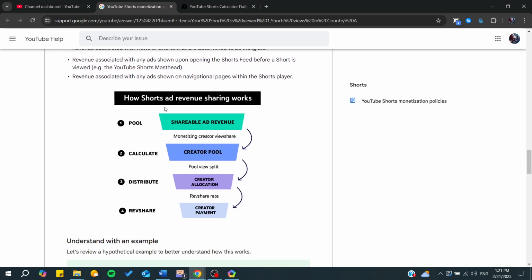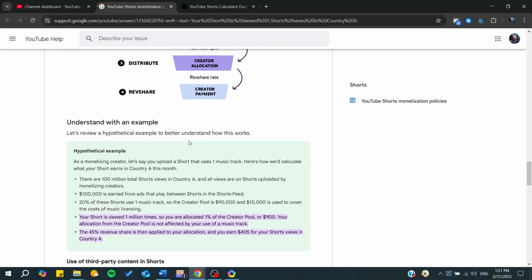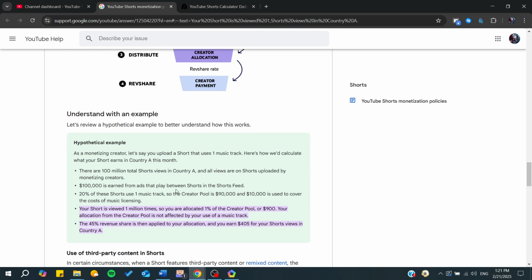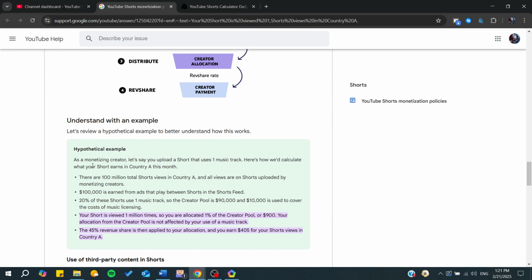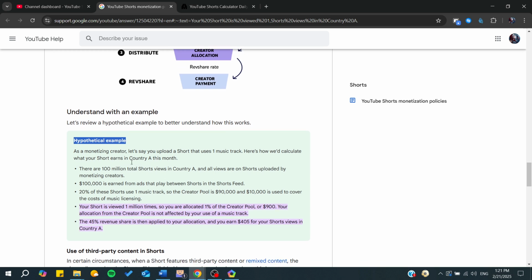So as you can see, this is the hierarchy of your YouTube Shorts monetization. The first thing is the whole revenue, and after that, an amount of the pool would be given to the creators or for the clips. So as you can see, this is a hypothetical example.